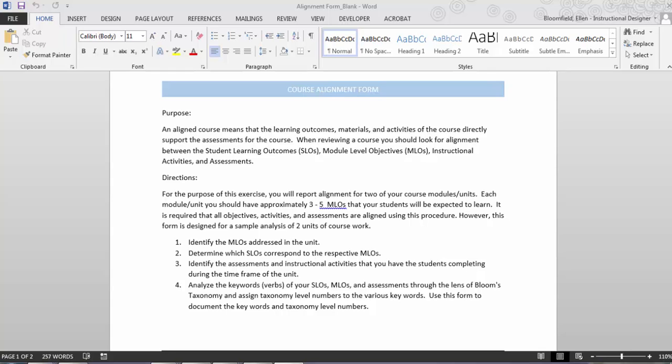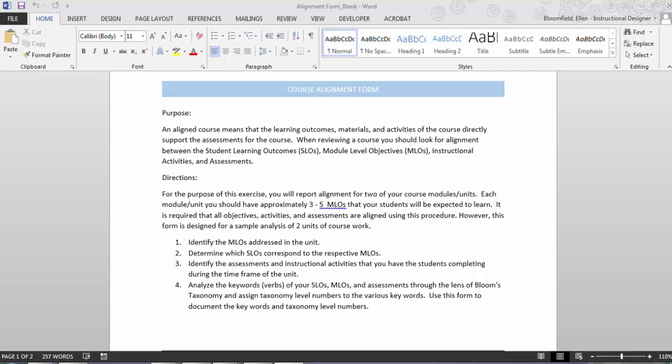So that is how you want to think of the alignment between the SLOs and MLOs. Now let's talk about how to fill out the alignment form and then how to tackle the assessment and activity alignment. First, I want to point out that in order for an online course to be effective, all key course components for the entire course must be in alignment. The alignment form is an exercise to help you practice this skill and only provides room for a sample analysis of 2 units of work.